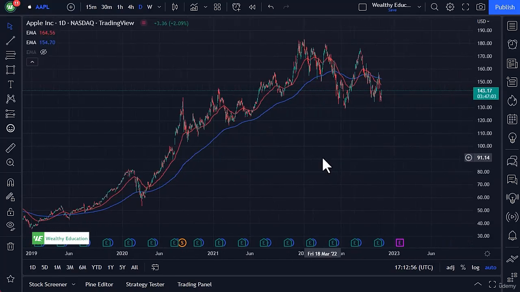The idea being the 50-day EMA is shorter term momentum. So if it is breaking above the slower momentum, the 200-day, then that means we're starting to see an impulse to the upside, or of course, vice versa.